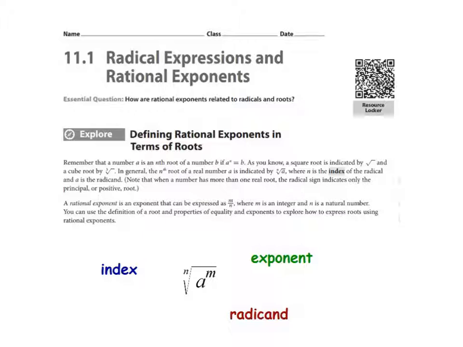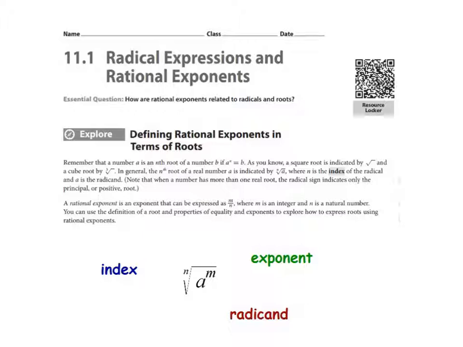So our essential question today is, how are rational exponents related to radicals and roots? A lot of R words there. Rational, think of a ratio, a fraction. Radical, think of a square root, cube root, and of course we're talking about roots.